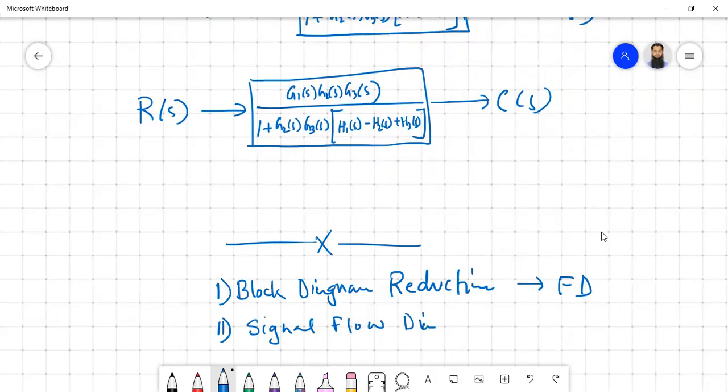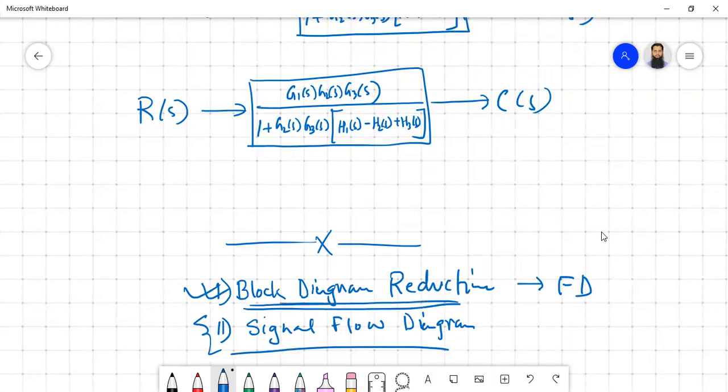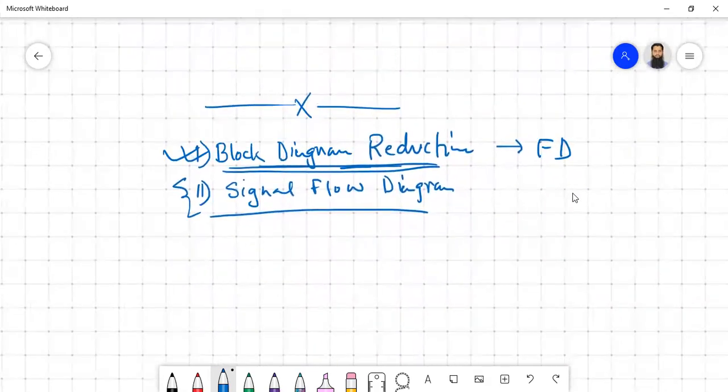I want to spend one more class on block diagram reduction before I go into the signal flow diagram, because the more time we spend on this, the easier things will be. So I'll take a few other examples from some other book and cover those before we go into the signal flow diagram in the next class, inshallah.